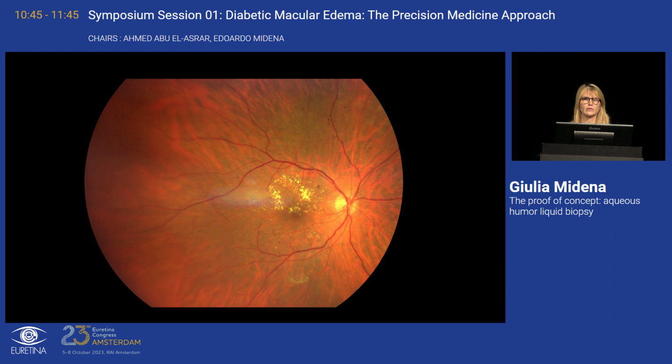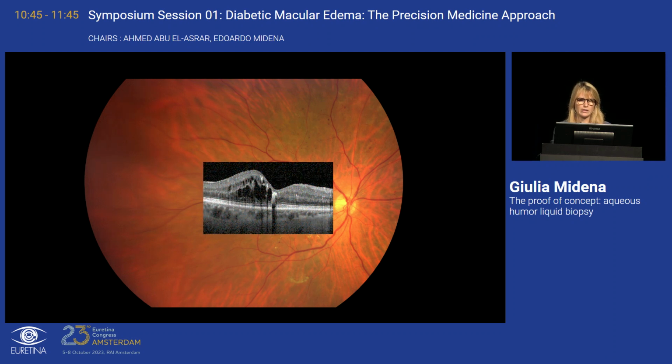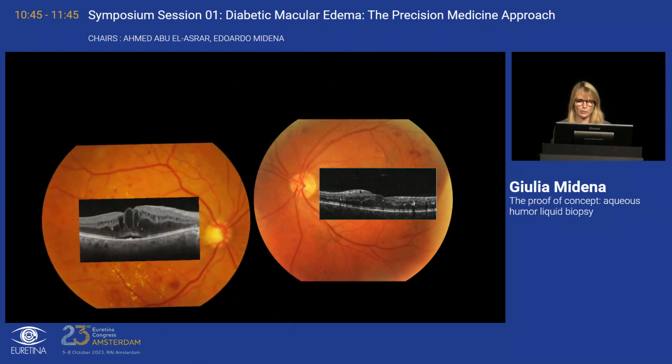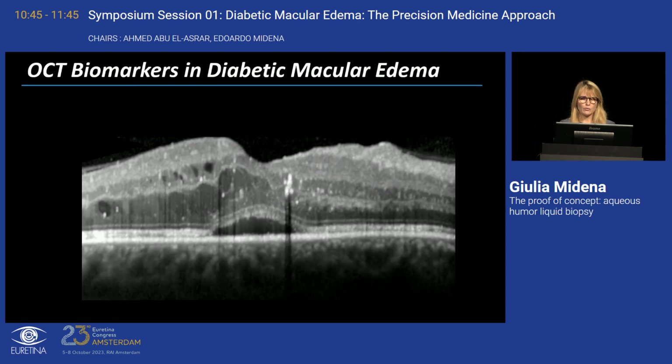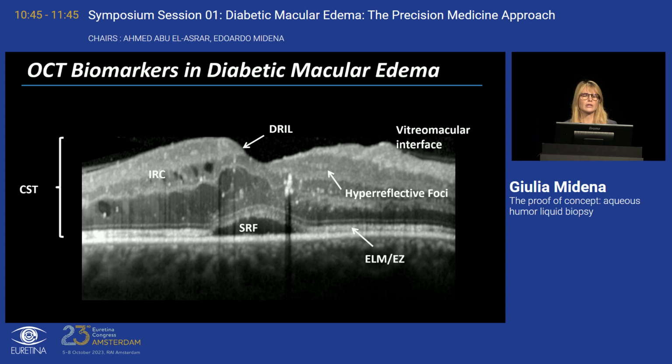But what about DME? When we see this image and this OCT, we can easily see something about the biomarkers, but this kind of DME is really different. When we analyze an OCT image, we can easily see the well-known imaging biomarkers obtained with the OCT: the subretinal fluid, the status of the external limiting membrane and the ellipsoid zone, intraretinal cysts, hyperreflective retinal foci, the vitreomacular interface, DRIL, and the thickness of the central part of the retina.